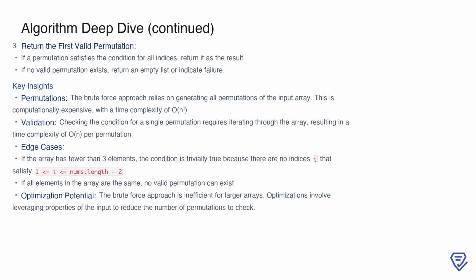Additionally, there are edge cases to consider. For example, if the array has fewer than 3 elements, the condition is trivially true, as there are no indices that fall within the range 1 to nums.length - 2. On the other hand, if all elements in the array are identical, no valid permutation can exist. These challenges highlight the need for optimization to make the algorithm more efficient.